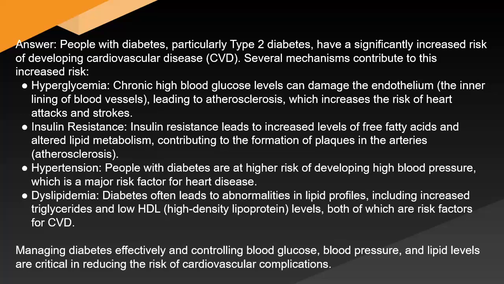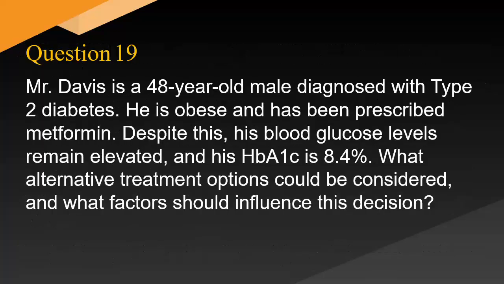Managing diabetes effectively and controlling blood glucose, blood pressure, and lipid levels are critical in reducing the risk of cardiovascular complications. Mr. Davis is a 48-year-old male diagnosed with type 2 diabetes. He is obese and has been prescribed metformin. Despite this, his blood glucose levels remain elevated and his HbA1c is 8.4%. What alternative treatment options could be considered and what factors should influence this decision?